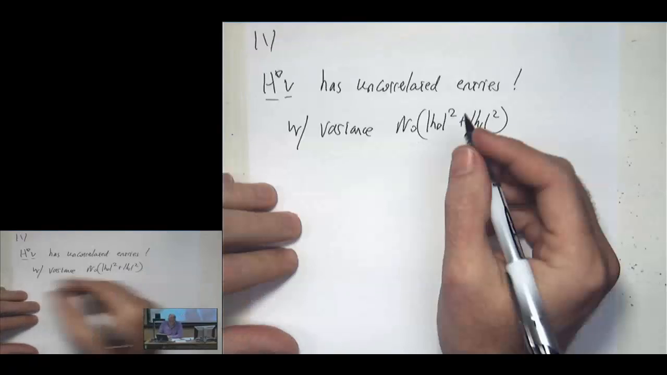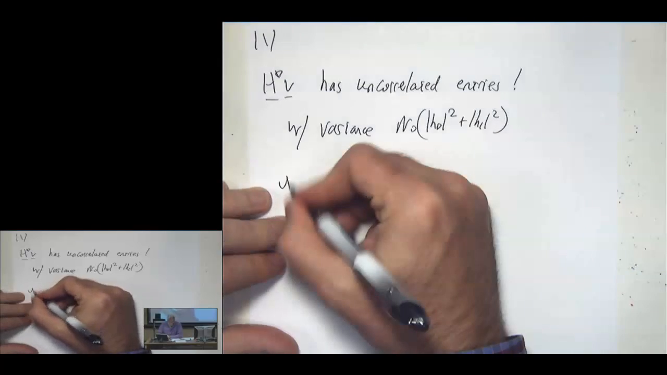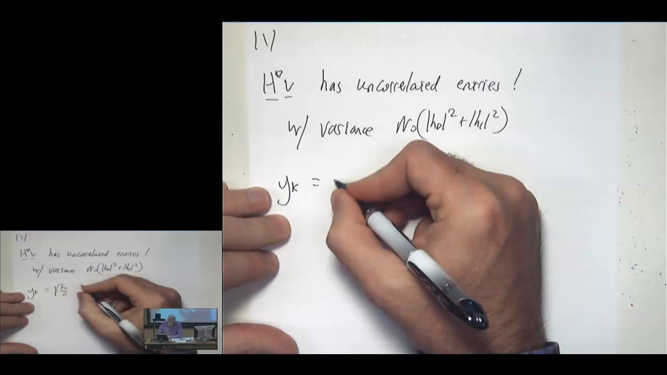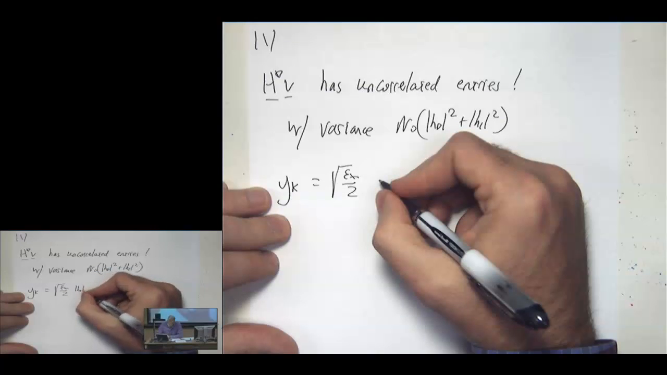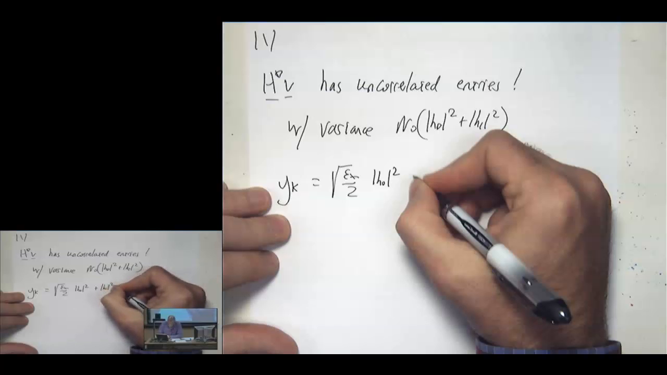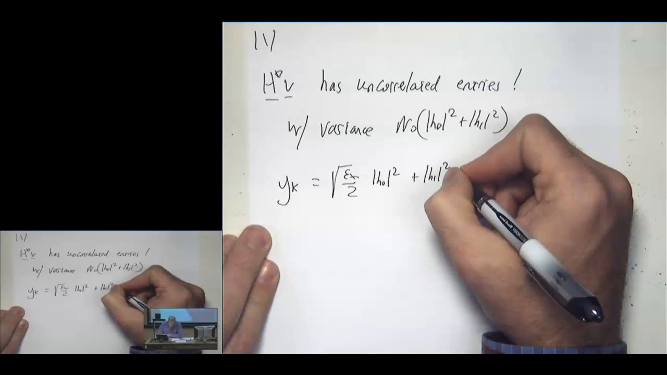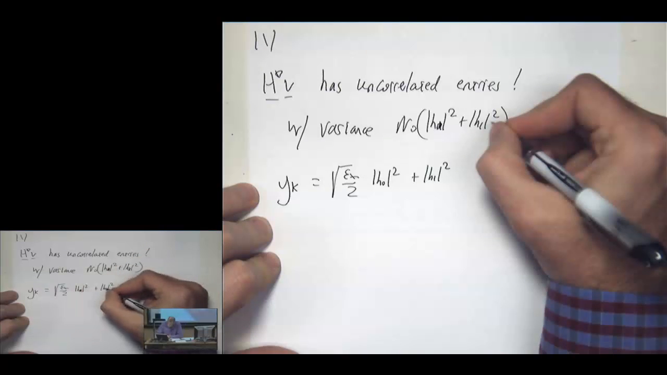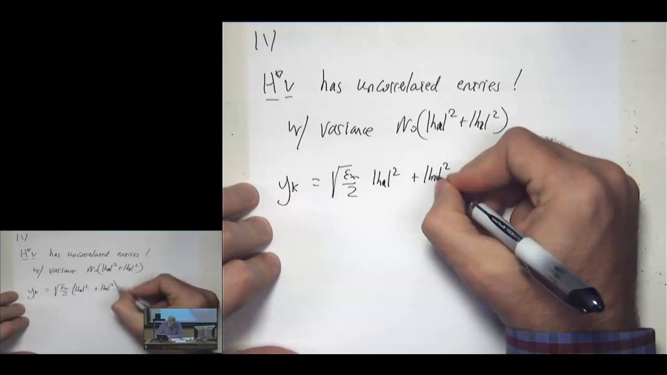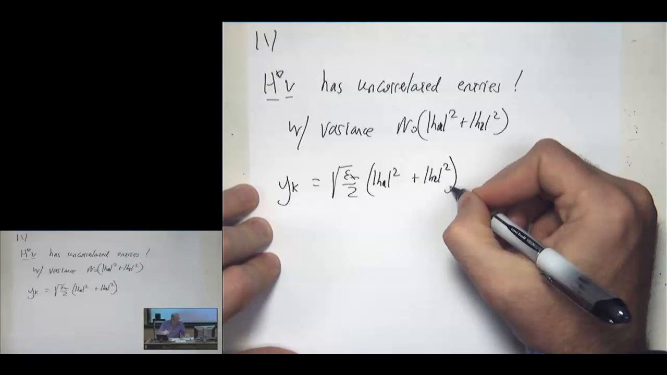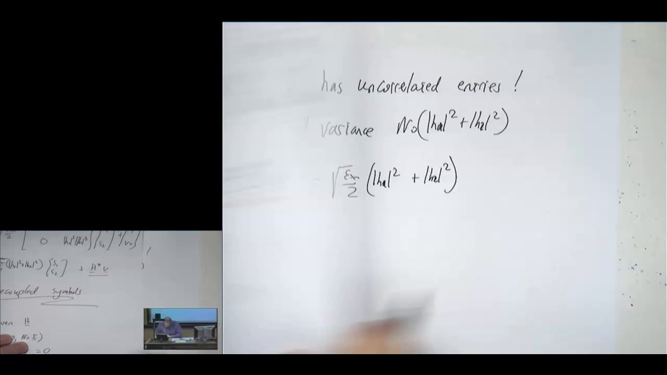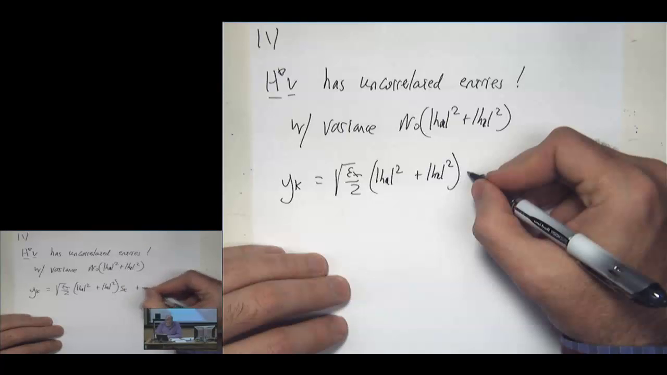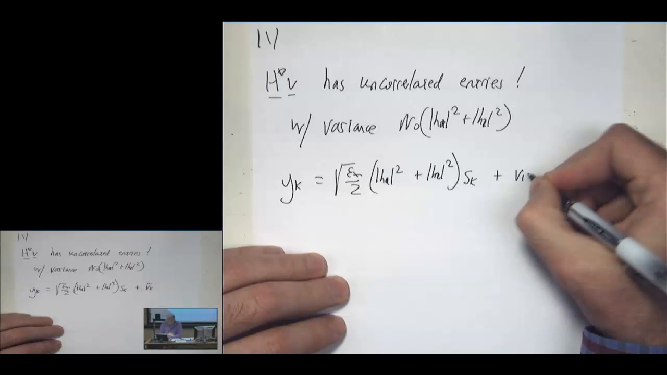So now we can look at this here and say, okay, now let me just consider the detection problem where I have y_k equal to square root of Ex over 2, times h0 squared plus h1 squared. What have I done here? h1. Sorry, I switched from 1 to 2. Sorry, let me go back here. 1 and 2. Times s_k plus this v_k tilde here.